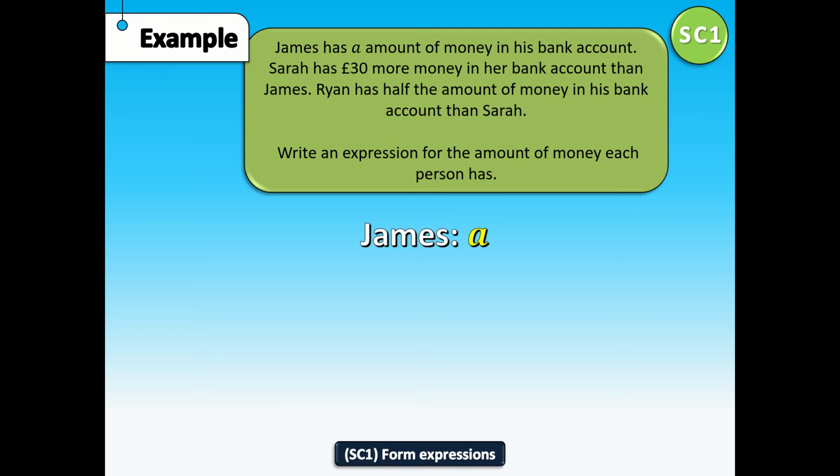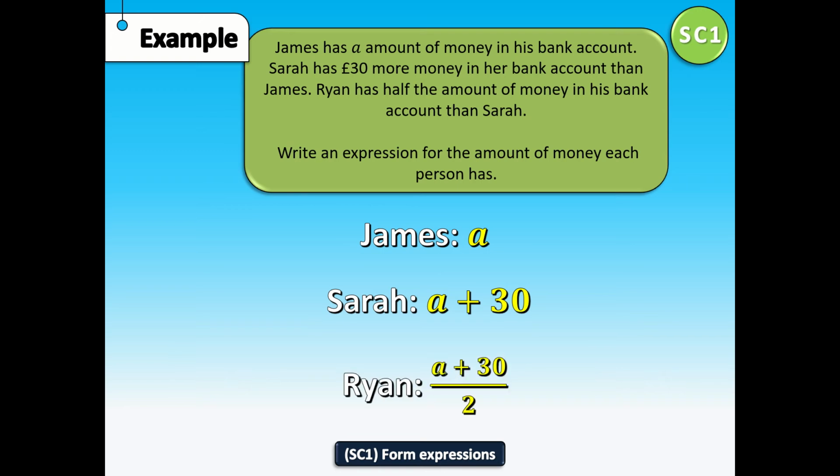So James has A amount of money. Sarah has £30 more than James, so she has A plus 30. Ryan has half the amount of money as Sarah, so he has (A plus 30) divided by 2.